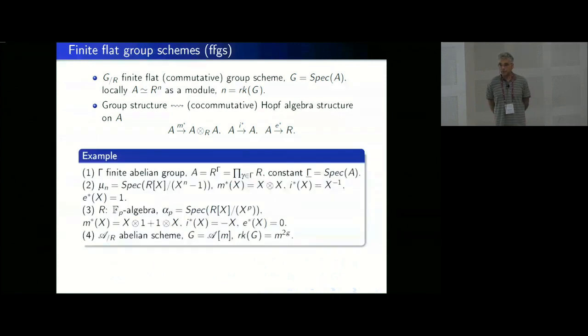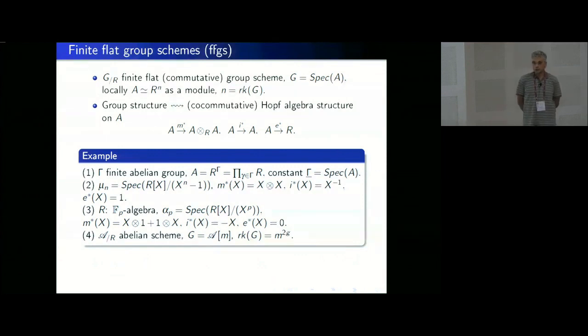And then we have some examples, and I assume that you've seen them, but let's go quickly over these examples. First of all, to any finite abelian group Gamma, you can construct a constant group scheme whose Hopf algebra is just R to the power Gamma. You have the nth root of unity group scheme, μ_n, and in characteristic p, the famous group scheme α_p, both of which are given very explicitly. You can really write down the Hopf algebra explicitly.